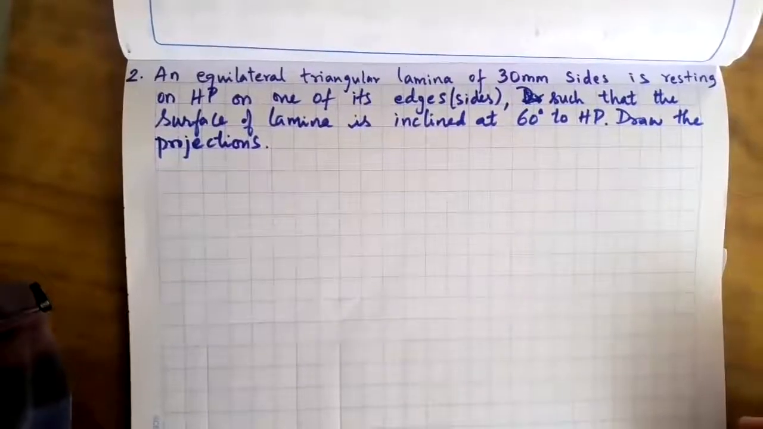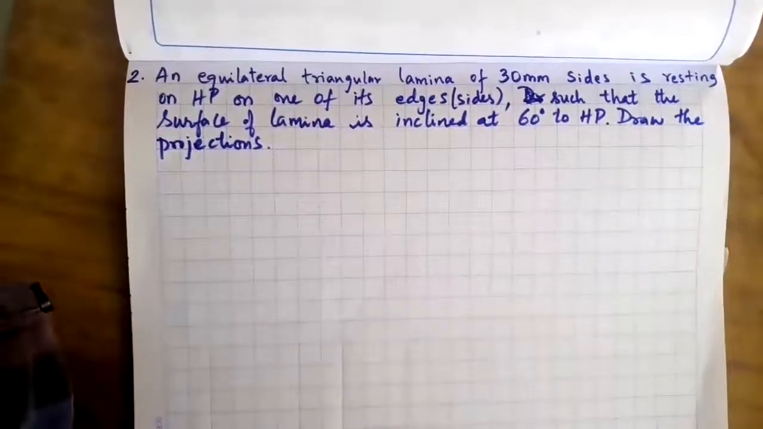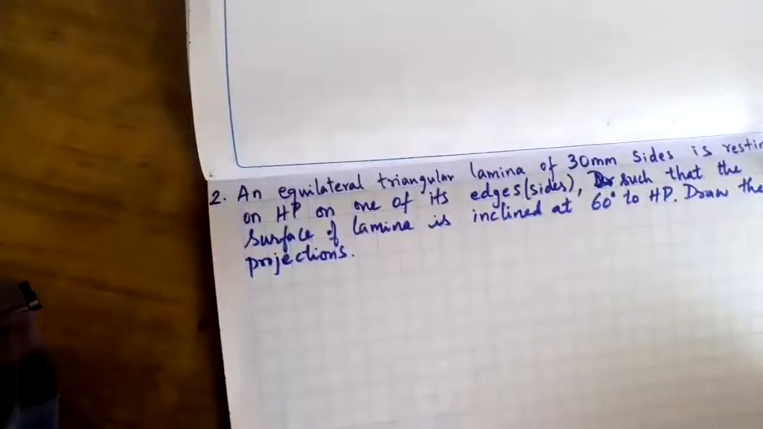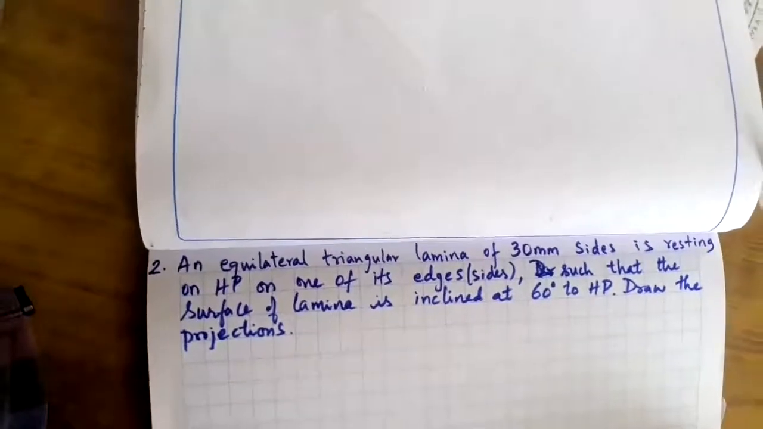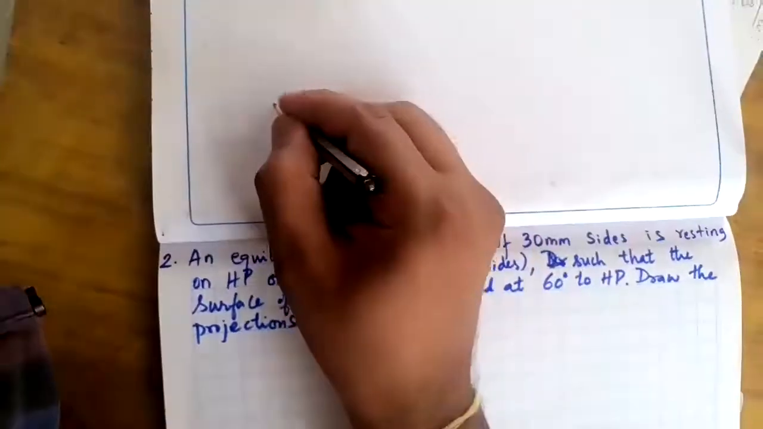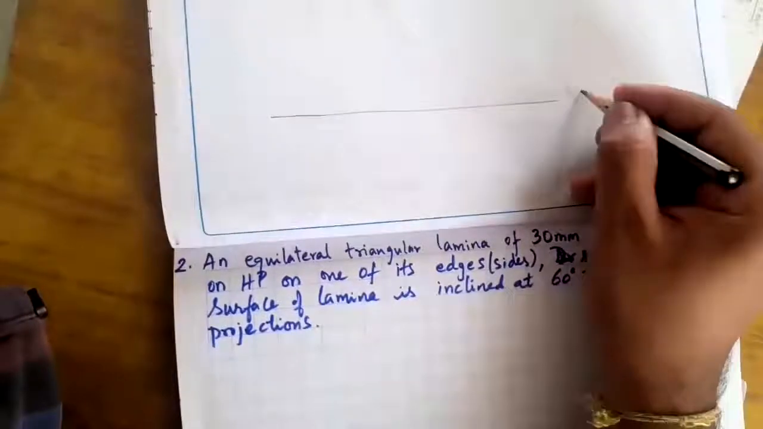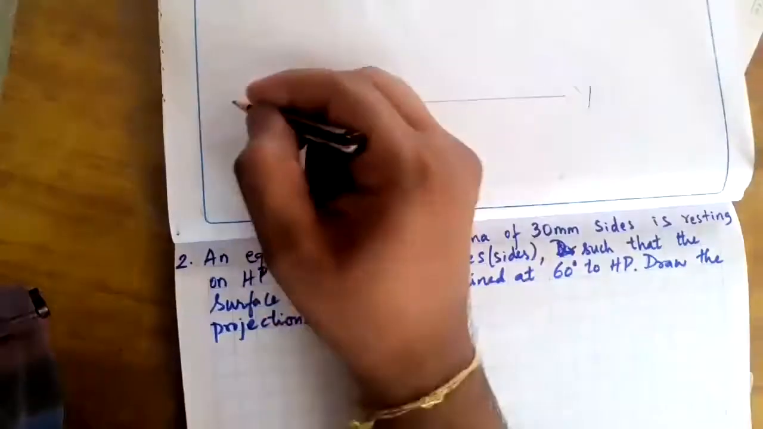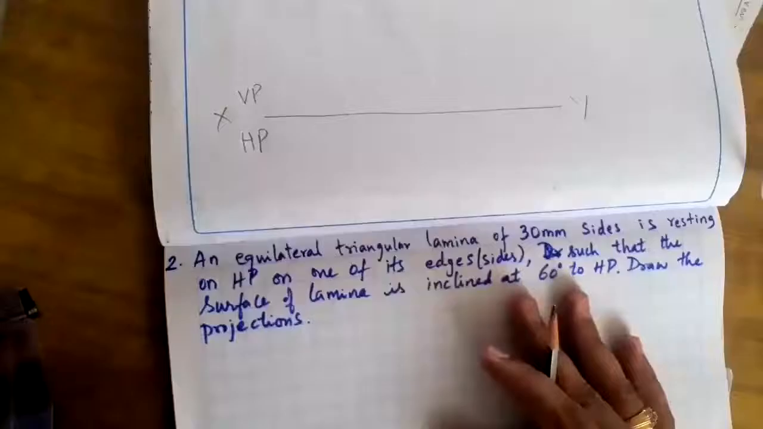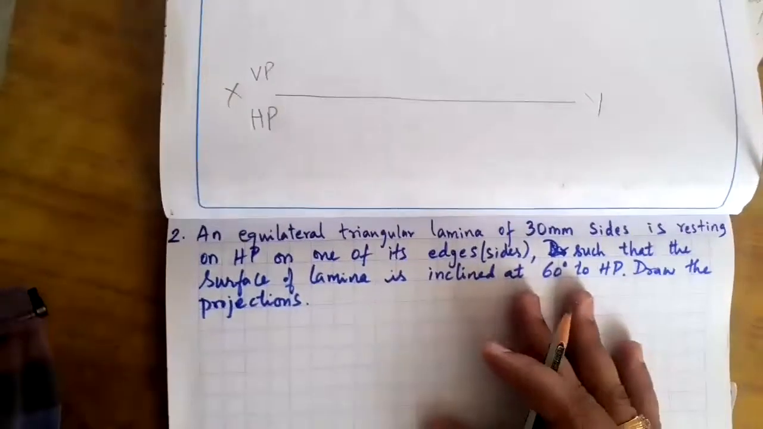Projection. Before answering this question, I'll draw a rough sketch of how it may approximately look, before drawing on the sketch sheet. So I'll draw an XY line and represent VP and HP, to show that it is in the first quadrant.